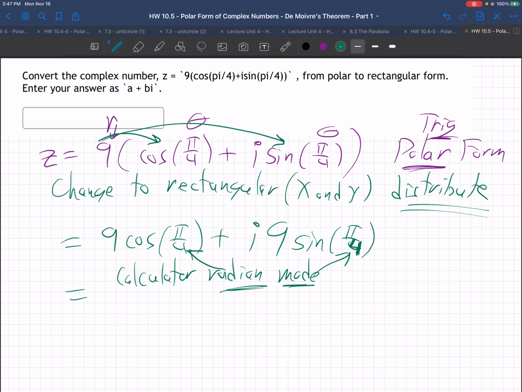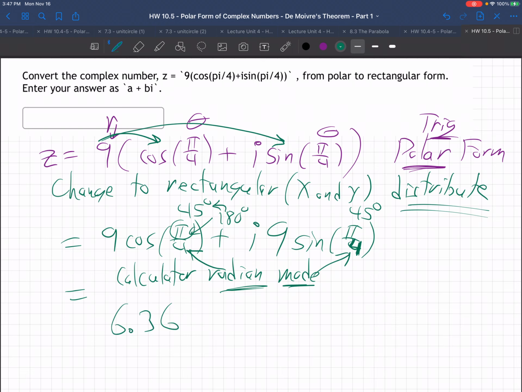You could change it to degrees. This turns out to be 45 degrees. I'm getting that because I just plugged in 180 for pi and divided by 4. These are both 45 degree angles, so you could change to 45 and then use your calculator in degree mode, or you could just let it stay as it is and use your calculator in radian mode. Either way, be careful.